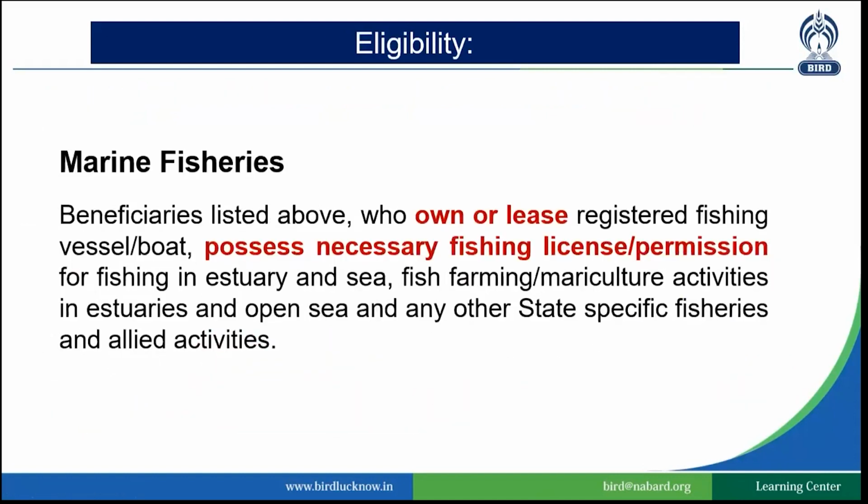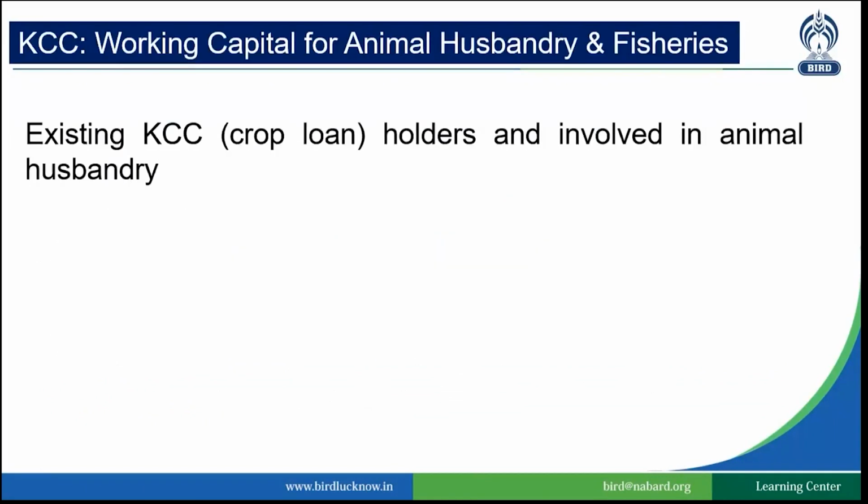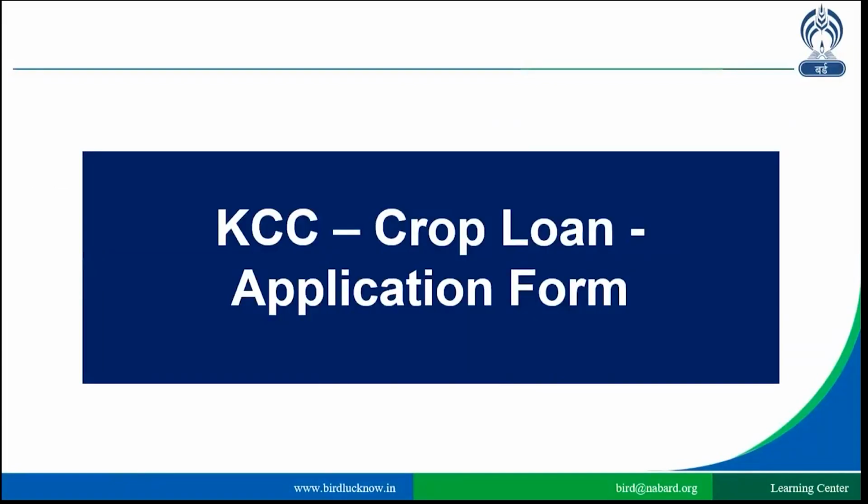For marine fishery again, they should own or lease a registered fishing vessel or boat and possess the necessary fishing license and permission, then KCC for marine fisheries could also be granted. For an existing KCC crop loan holder, if they are involved in animal husbandry or fisheries, then they can also get KCC animal husbandry and fishery. The rule was already covered in the last session, along with the amount covered for interest subvention. But the bank can provide a higher amount of loan without any interest subvention.